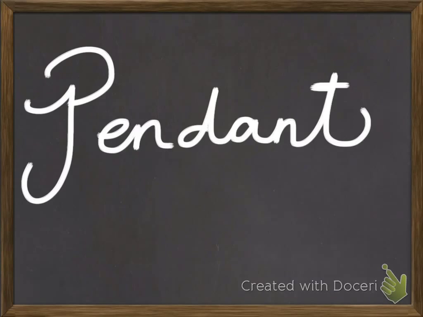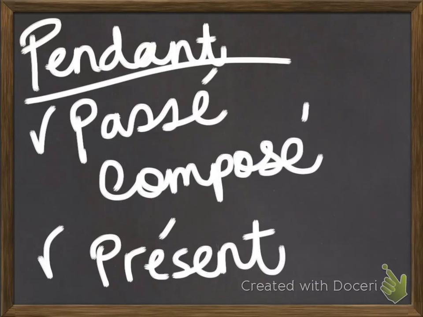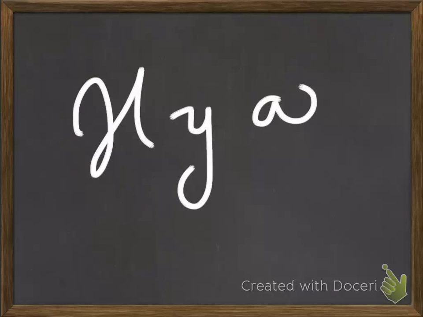So that's basically the most important things that you need to remember about depuis. Depuis is always used in the present tense. Now, we have this other word, pendant. And pendant can take either passé composé.